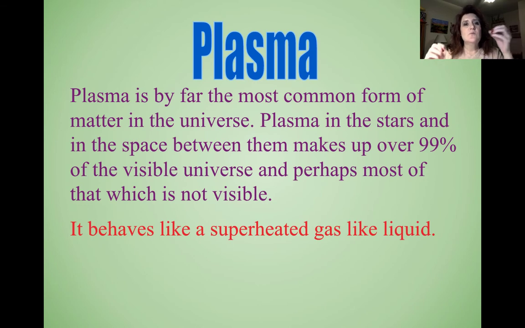Plasma is the weird one for us. We're not used to plasma. Plasma is by far the most common form of matter in the universe, and that's because it is what makes up the stars and the space between the stars. So 99% of the visible universe is plasma, and plasma behaves like a superheated gas-like liquid.